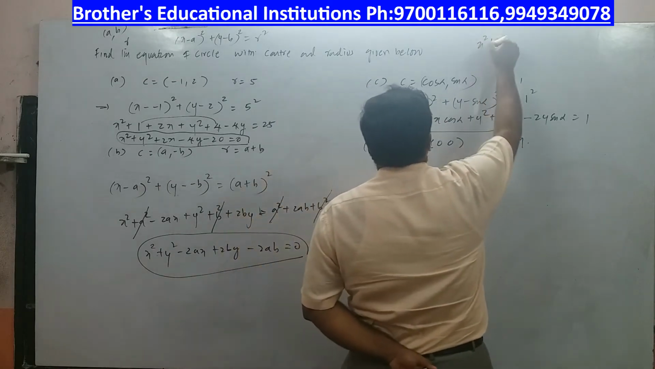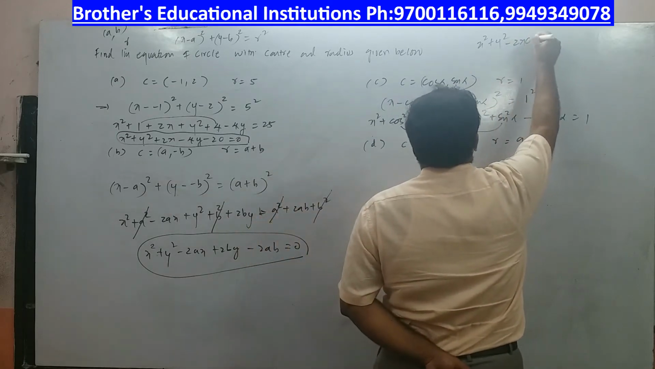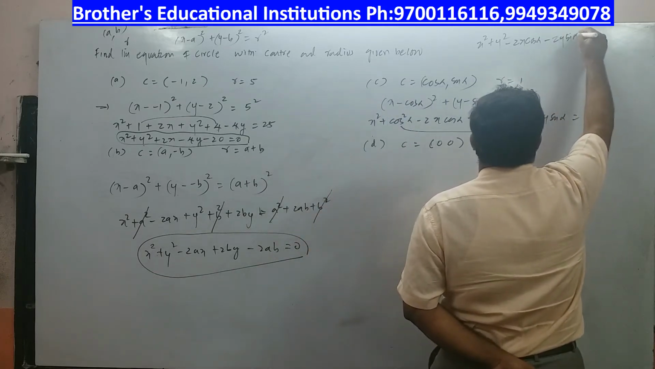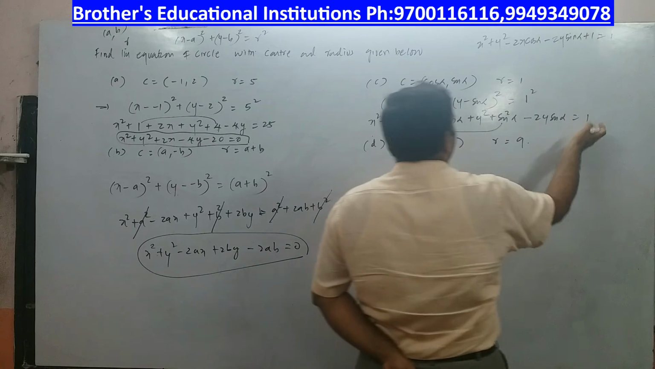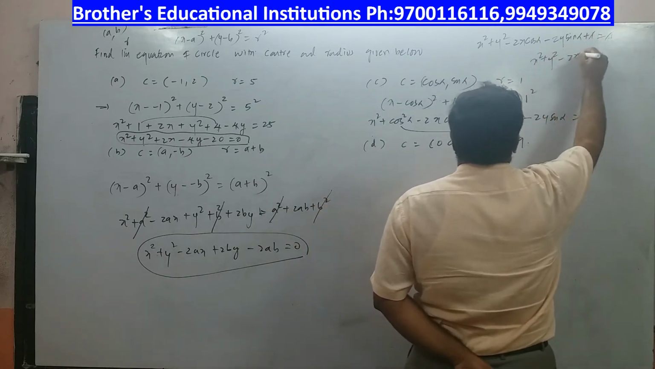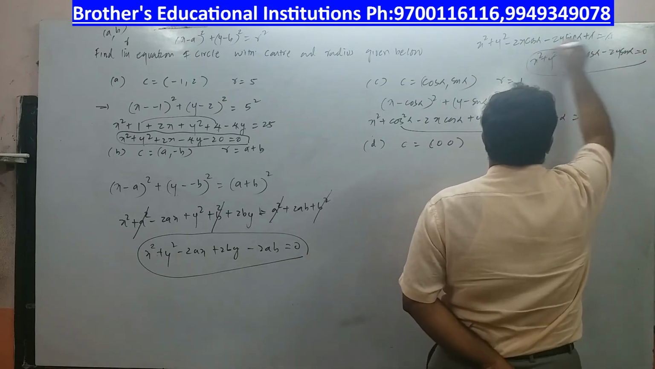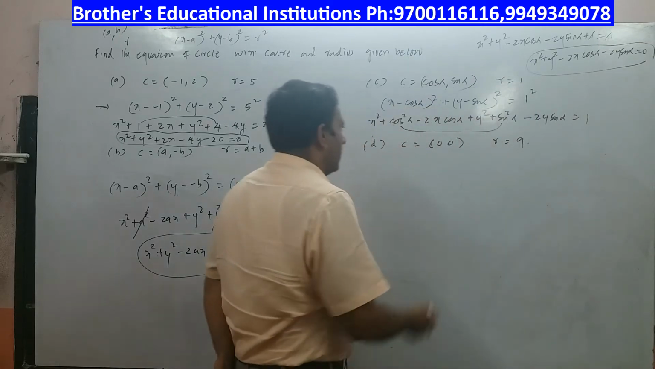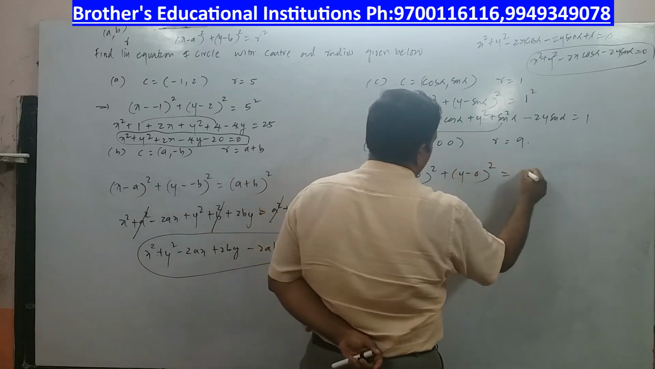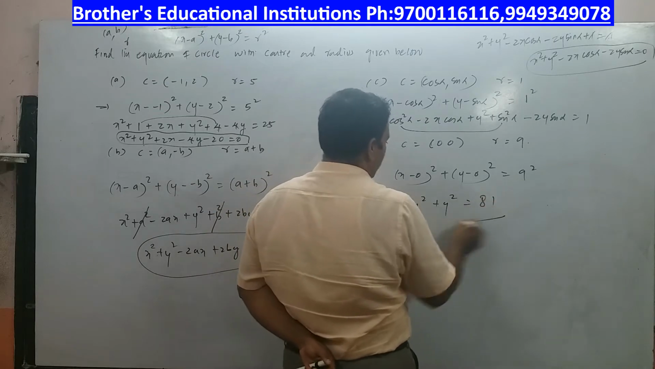So you will get x square plus y square, this is x square and this is y square, minus 2x cos alpha minus 2y sin alpha plus 1 is equal to 1. Now 1 will come this side, this will get cancelled. You will get x square plus y square minus 2x cos alpha minus 2y sin alpha is equal to 0, is the equation of circle. How will you handle this? Same. (x minus 0) whole square plus (y minus 0) whole square is equal to 9 square. Simple circle. So it is x square plus y square is equal to 9 square. How much is that? 81.